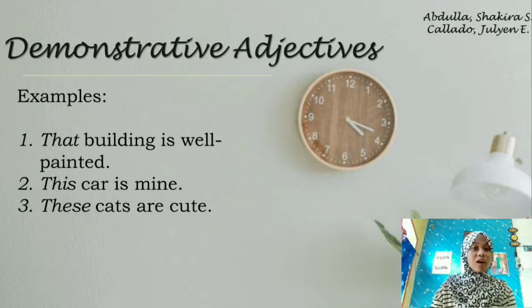Number two, this car is mine. Our demonstrative adjective here is this, and it comes before the word it modifies, which is the noun car. This car is mine. Number 3, these cats are cute. So, the demonstrative adjective that we have here is these, and it modifies the noun that comes after it, which is the noun cats. Now, why is that? What is the difference between this and these?